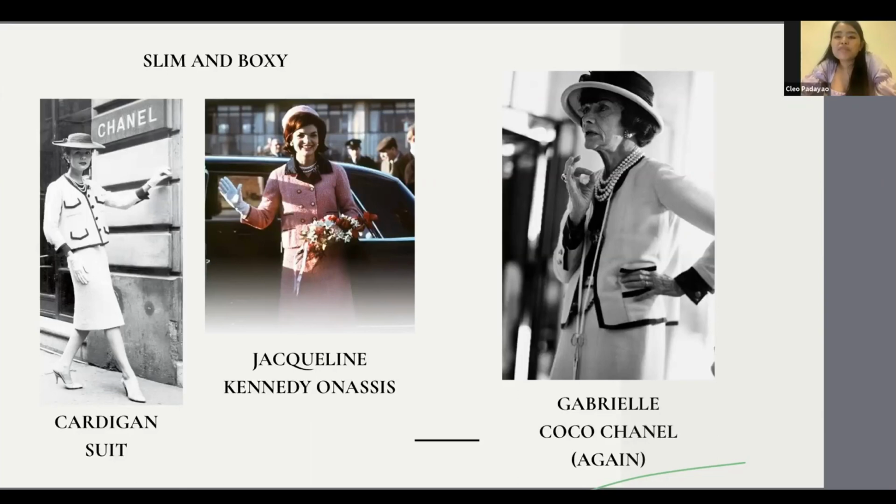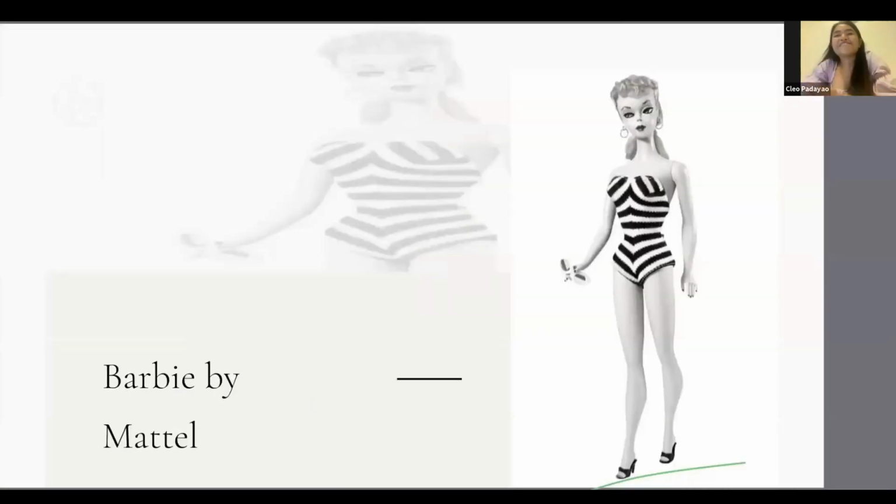And a very famous wearer of this look is Jacqueline Kennedy Onassis. And this was her look during the time that JFK was assassinated. This was in 1963, but I just put this picture because she is famous for her Chanel suit.